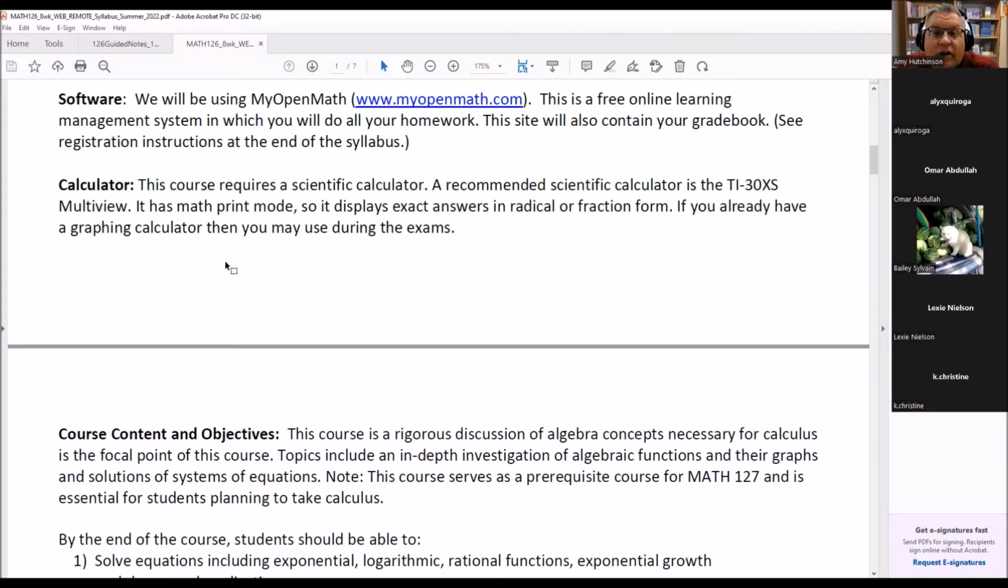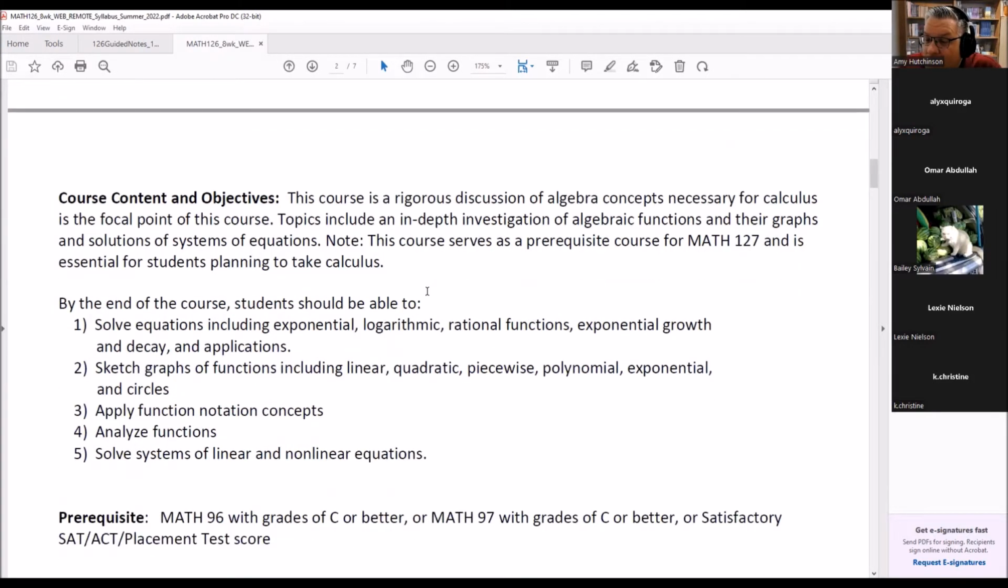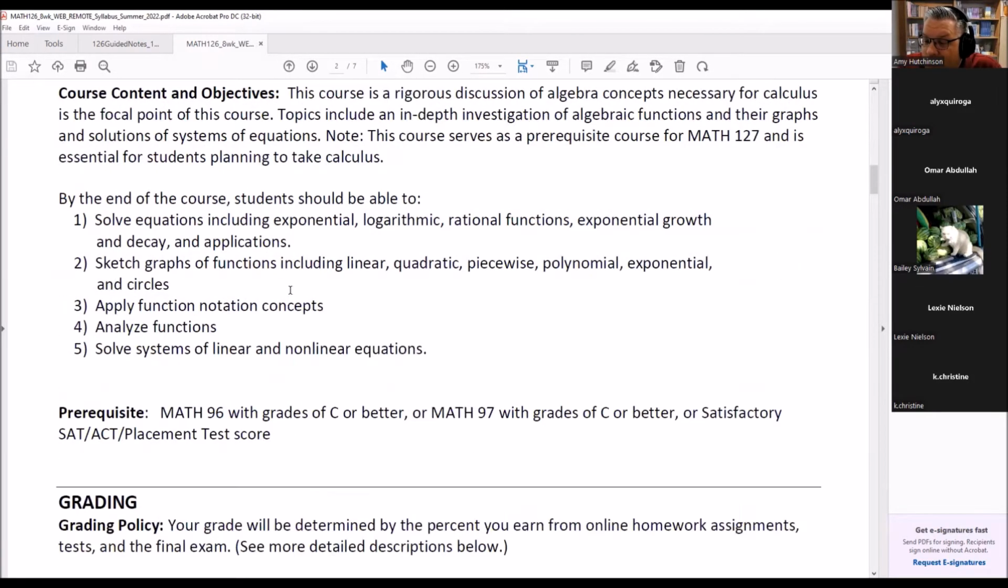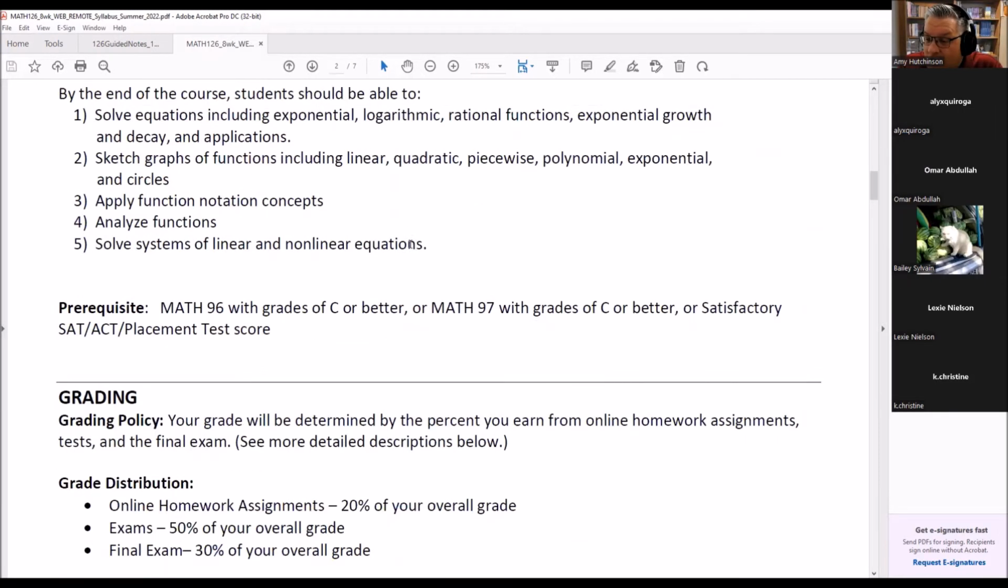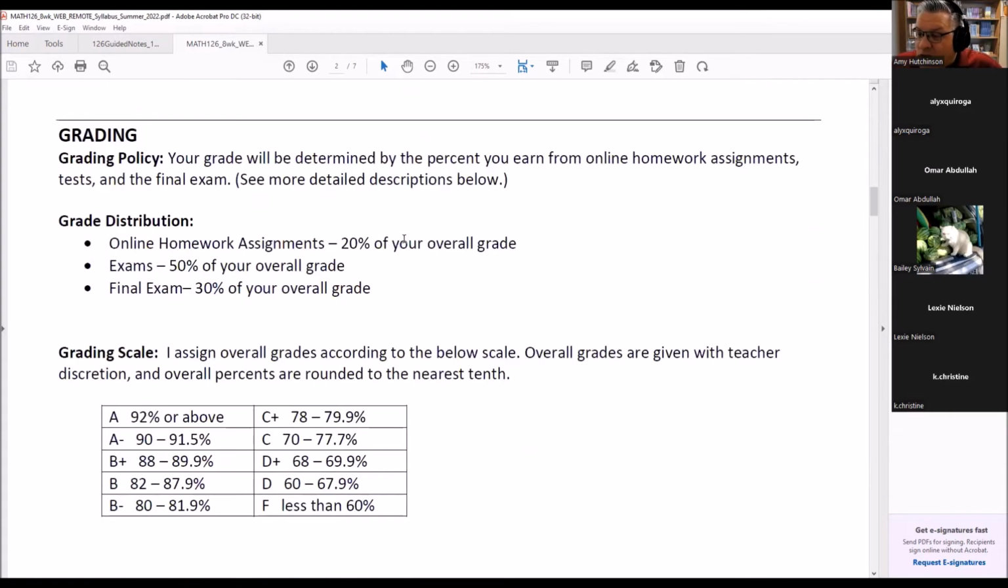Now, if you have a graphing calculator, you can use it in this course. You don't have to buy one specifically for this course, but if you already have one, then you can use it for the homework and the exams. I'm not going to go ahead and read all this for you. You can read this on your own, the course content objectives. You can see all that in here, and the prerequisites and everything else.